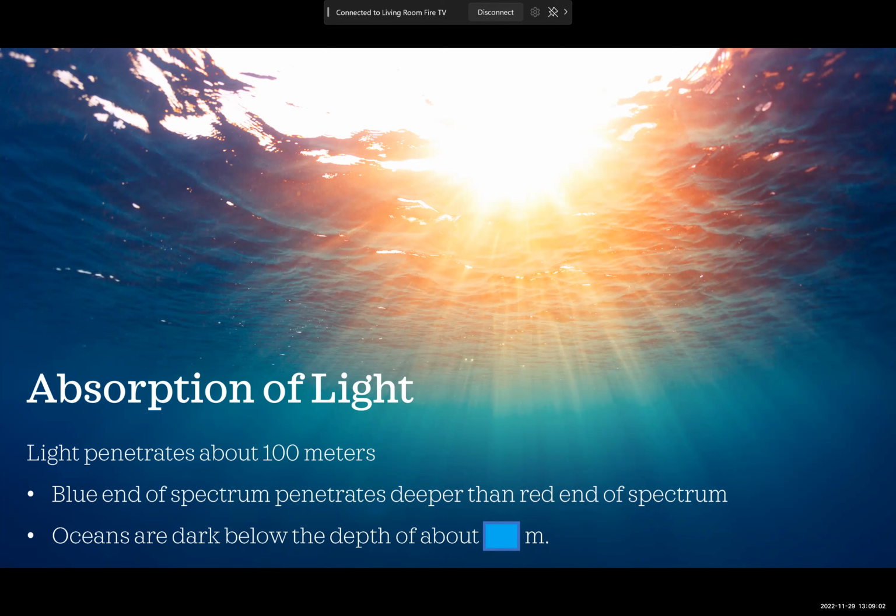So oceans are dark below what depth? Okay, Yusuf, you go. 120. Yeah, about 100 meters, because that's as far as the light goes. So yeah, you're close. All right.